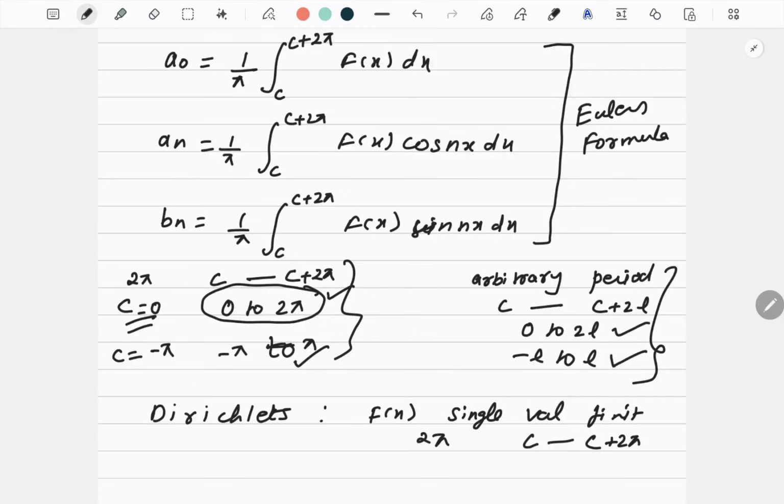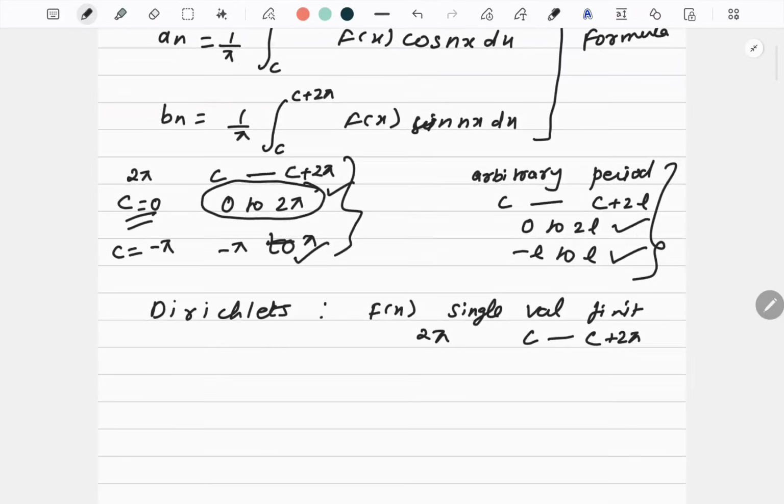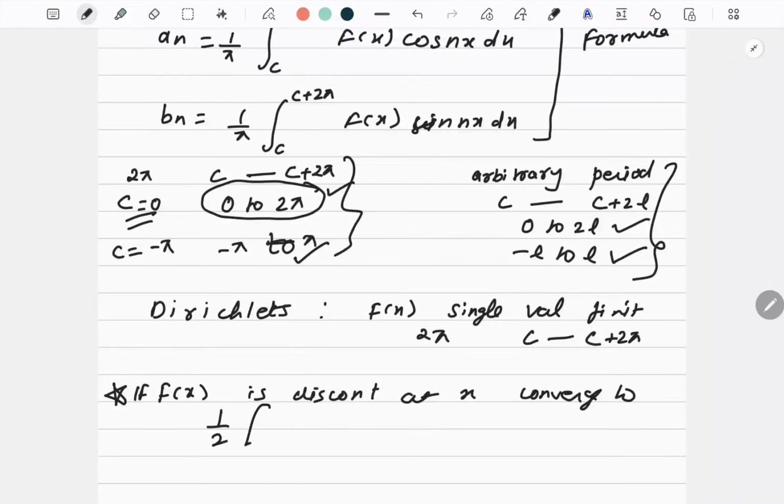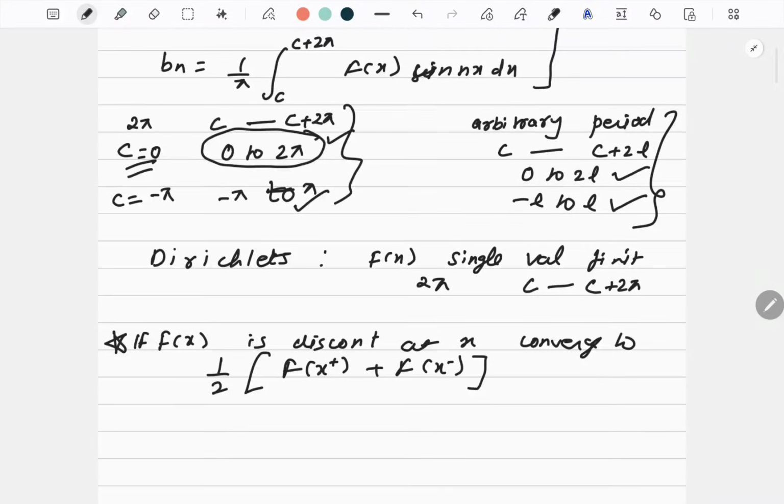Now sometimes they will ask to deduce the series. So when they ask to deduce the series, we should know a very important result: if f(x) is discontinuous at x, then the series converges to 1/2 [f(x+), which is the right hand limit, plus f(x-), which is the left hand limit]. And at end points it converges to 1/2 [f(c) plus f(c+2π)].